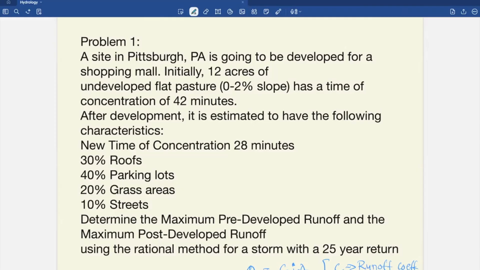So let's start with the simplest and most widely used method in urban stormwater design. So for problem one, here's the scenario. We have a 12-acre site in Pennsylvania, currently flat, undeveloped pasture with a 0 to 2% slope. It's about to become a shopping mall. Our job is to compare the peak runoff before and after development for a 25-year storm. So the tool we will be using is the rational method.